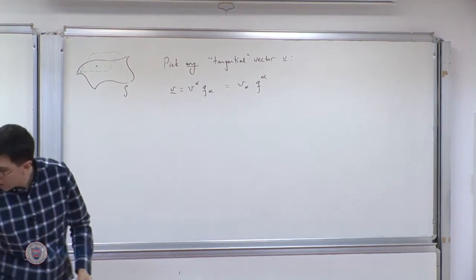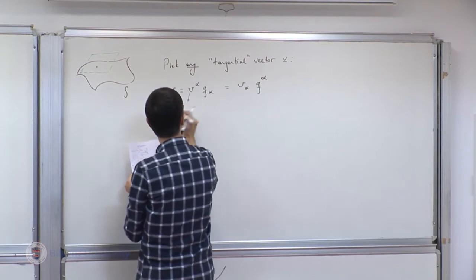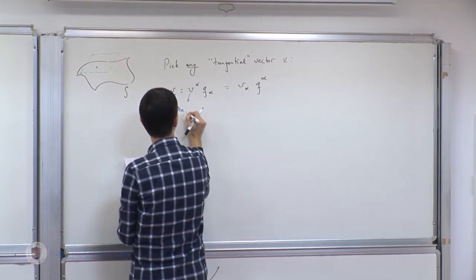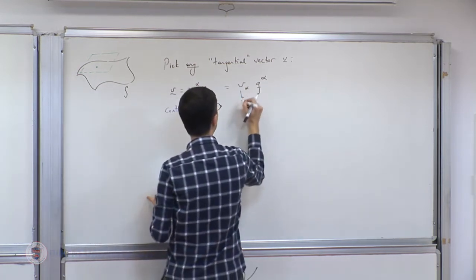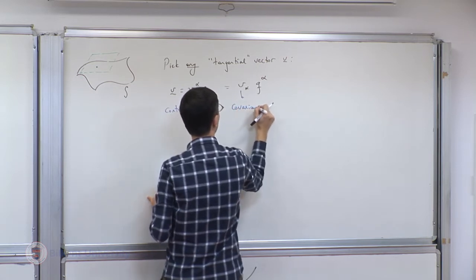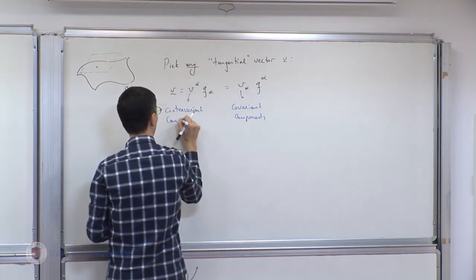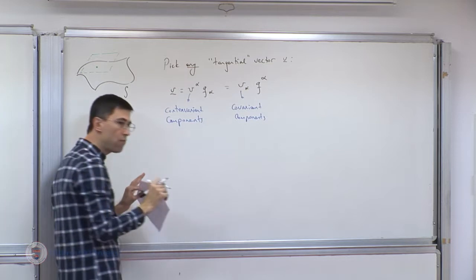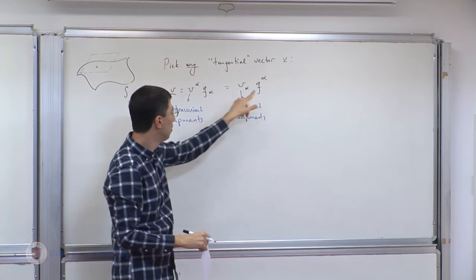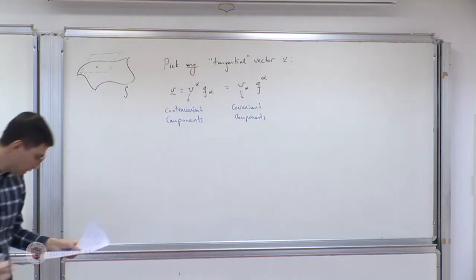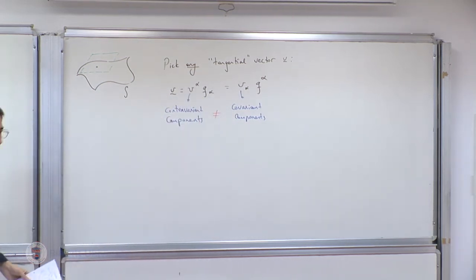These are certainly components of the vector. These are called contravariant components, right? Because they have upper indices, if you like. And these are called covariant components of the same vector, okay? It's just they are different components because the basis is changing. So what we should recognize is because the basis is different, the components are not going to be the same, of course.